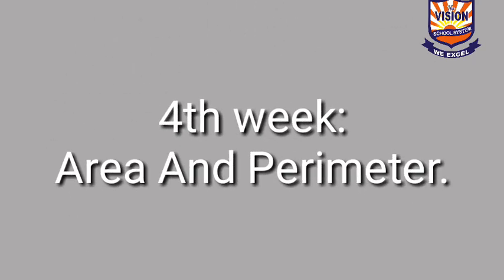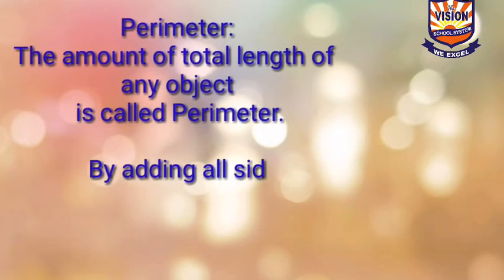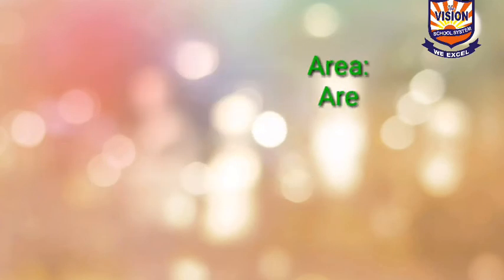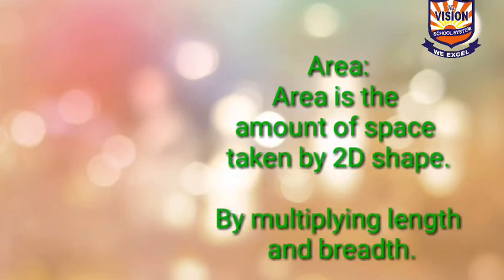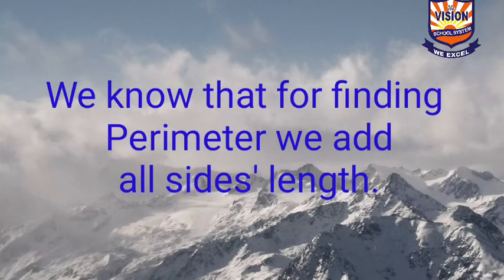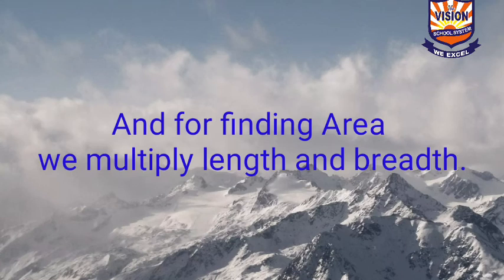Now let's talk about fourth week work. Your week fourth topic is area and perimeter. Perimeter. The total length around any object is called perimeter, and by adding all sides' lengths we can measure perimeter. Area. Area is the amount of space taken by a 2D shape, and by multiplying length and breadth we can find area. Students, we know that for finding perimeter we add all sides' lengths and for finding area we multiply length and breadth. I know it is very easy for you.